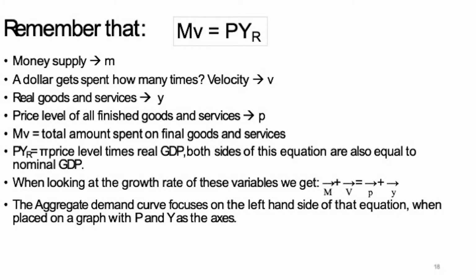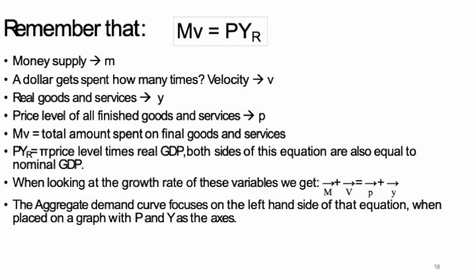Money supply, we're going to call that M. A dollar gets spent how many times? We call that V. Real goods and services is little y. The price level of all finished goods and services, I put little p, but I'm using pi on the graphs. M times V is the total amount spent on final goods and services. P times Y is the price level times the real GDP. Both sides of this overall equation are equal to nominal GDP, as I've said. When looking at the growth rate, sometimes we put an arrow over each variable instead of percentage change. We just write an arrow, which indicates percentage change. It's just a way of writing it.